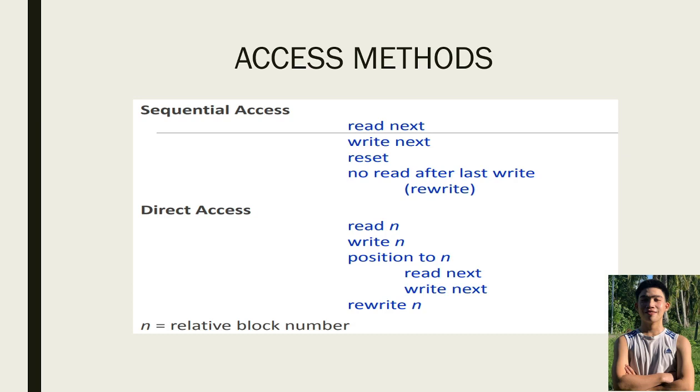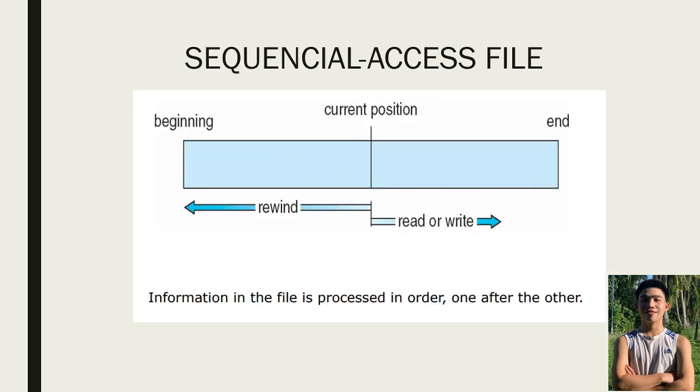And for the access methods, this is of course the typical command that we are using. For the sequential access: read next, write next, reset, no read after last write, or the rewrite. And for the direct access: read n, write n, position to n, read n, write next, and rewrite n. So n is equal to relative block number.